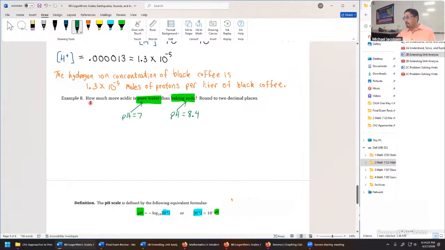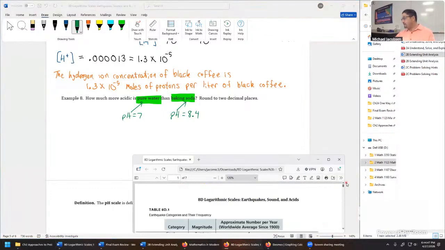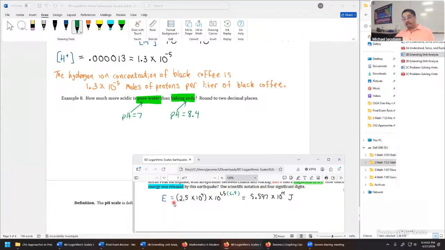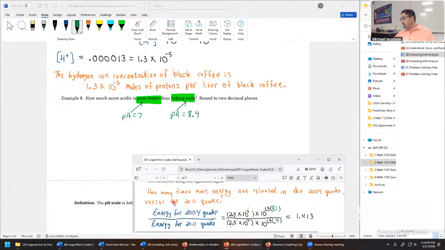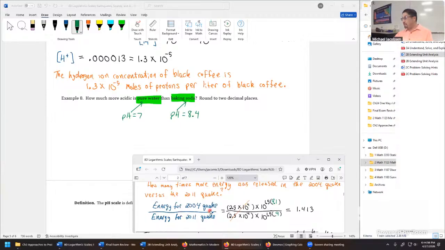A question asks, how much more acidic is pure water than baking soda? Which is kind of a strange question to ask. What we're not doing is dividing 7 by 8.4. And if you think back to what we did in prior problems, we didn't do that when it came to earthquakes either. If we were asking how much more destructive or how much more energy is released in, say, a magnitude 8 earthquake versus a magnitude 8.5, what we had to do is write out the energy released. So say in this comparison here, we had to find the energy released for the 2004 quake, energy released for the 2011 quake, and then divide those results.